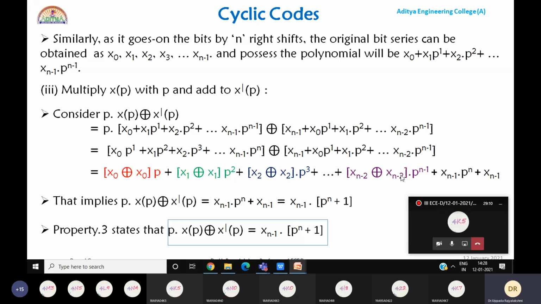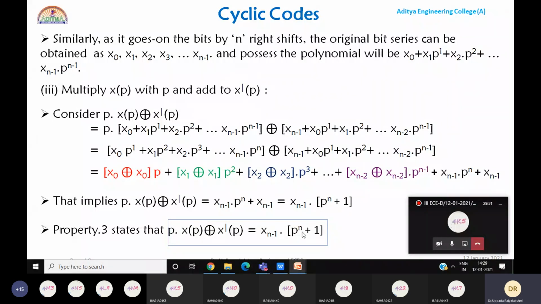So 0 into p power n minus 1 will be 0 only. So all these values lead to 0 except x(n-1) into p power n plus x(n-1). So what is this? x(n-1) into p power n plus x(n-1). Finally, if you take x(n-1) as common, you will get p power n plus 1. So finally, p into x of p XOR x dash of p, how much do you have? x(n-1) into p power n plus 1.